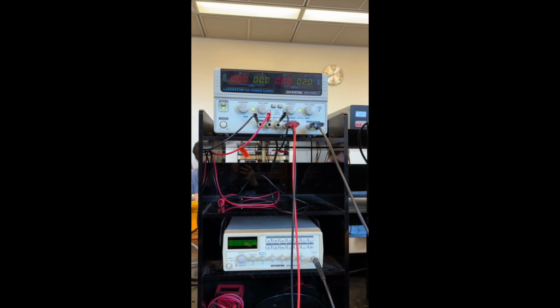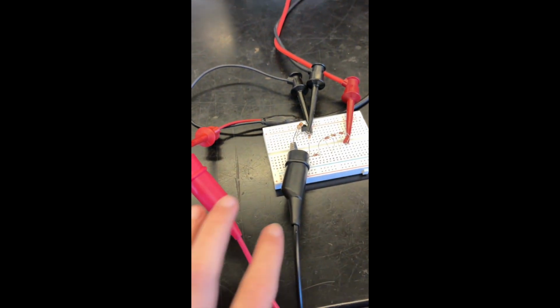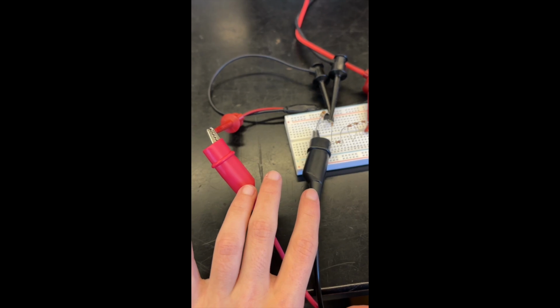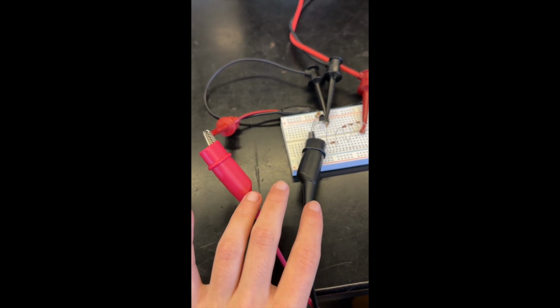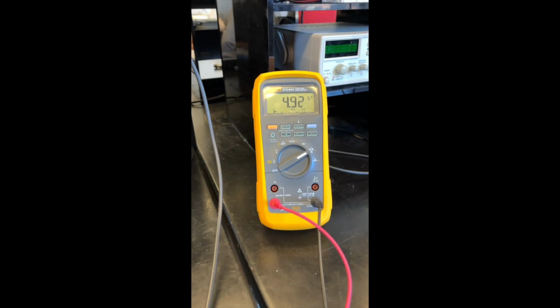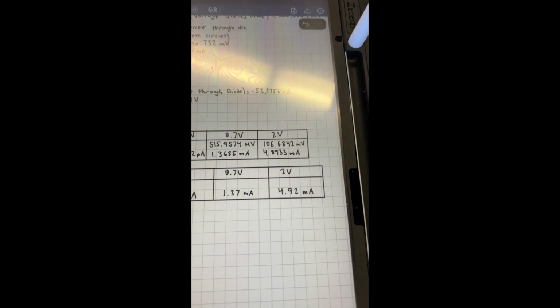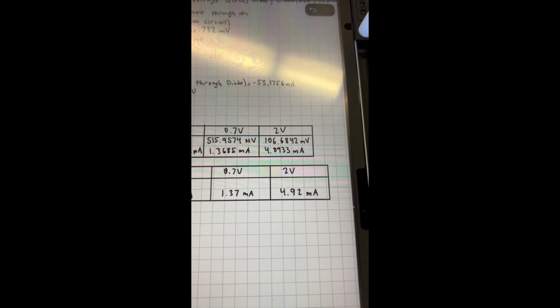Now I'll be looking at the collector current when the VN is 2 volts. So now I'm supplying 2 volts, and I still have my multimeter clips in series with my circuit to measure the current, and I'm getting a reading of 4.92 milliamps. And I did get a simulated value of 4.89 milliamps.